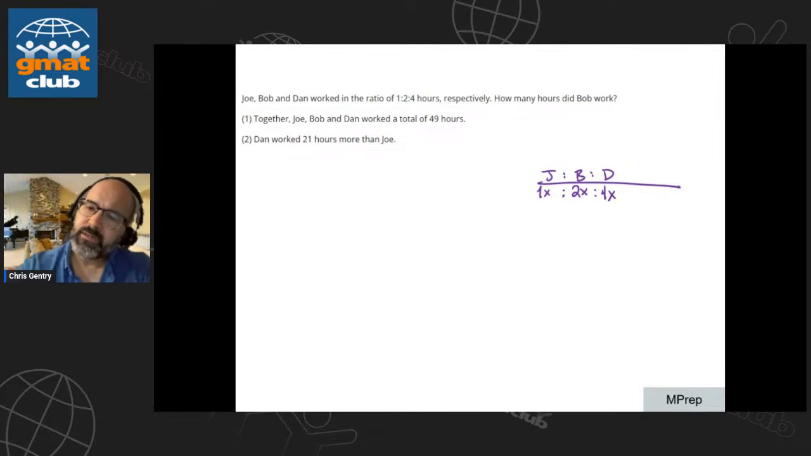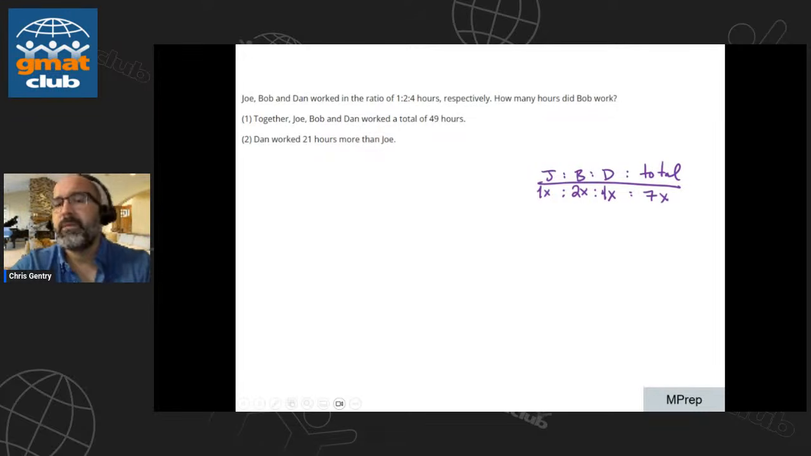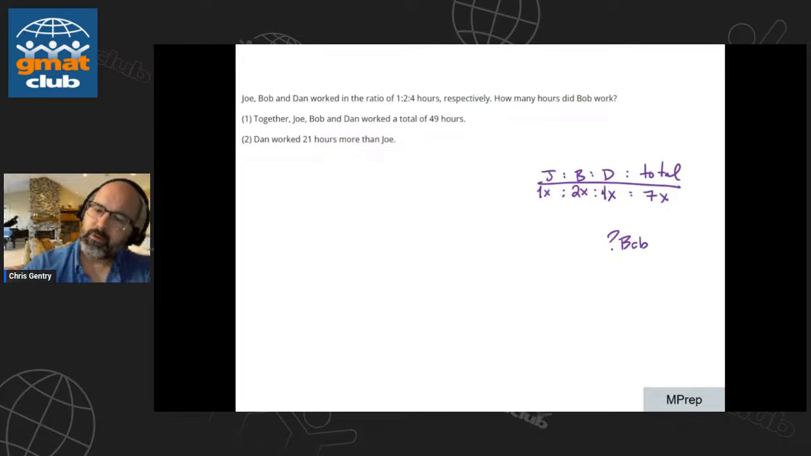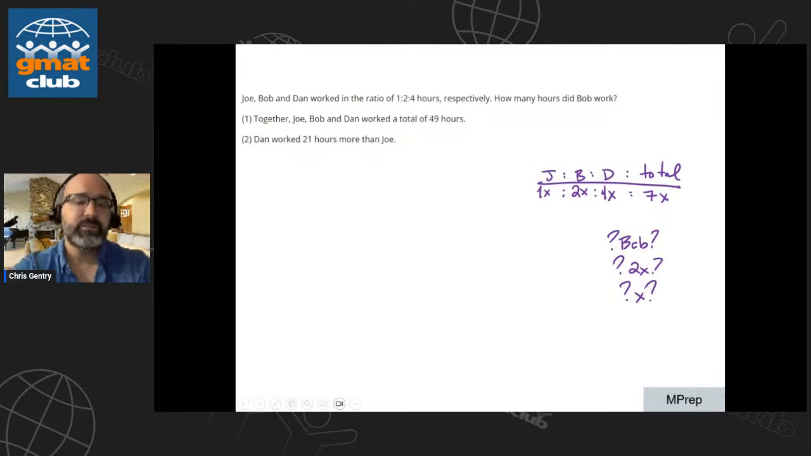And we also see that at some point to address statement 2, we will want to be ready to talk about the total. So this will be a total of some 7x hours. Again, seeing here the fundamental idea behind this, these ratios are not numbers. What do we want? We want Bob, which means we want 2x, which means we want x. Anything that can get me x will be enough to answer this question. I look at statement 1. Together, their total is 49.